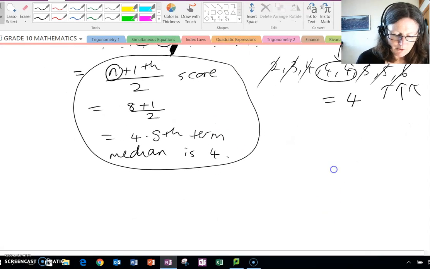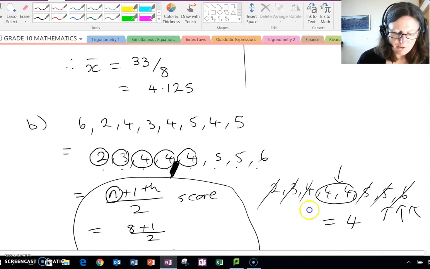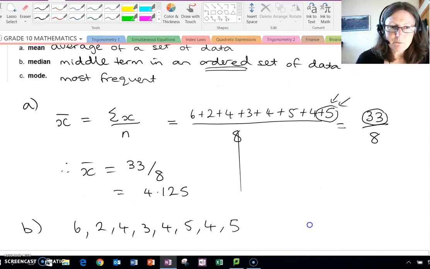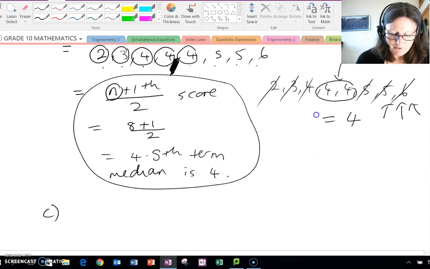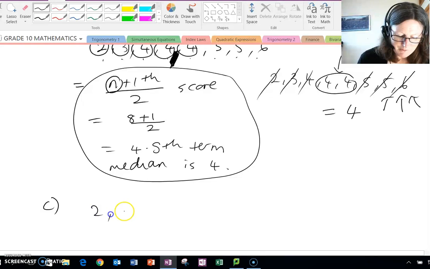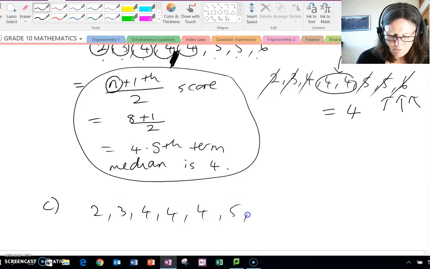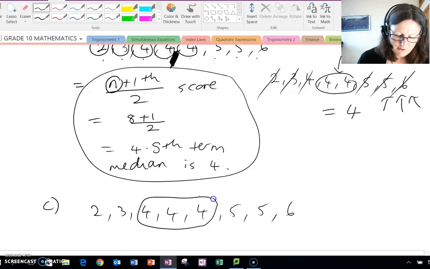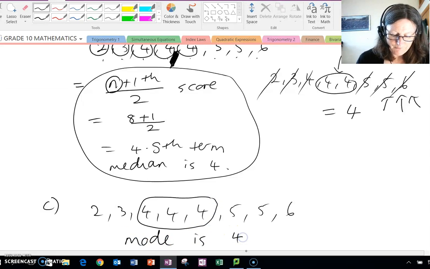Alright, let's look at the mode. If we look back above here, the mode is the most frequent score. It's very handy to look at them when we've written them down in order. So here's our scores in order. And which score occurs the most often? Well, the answer here is 4 because there's 3 4s, so the mode is 4.